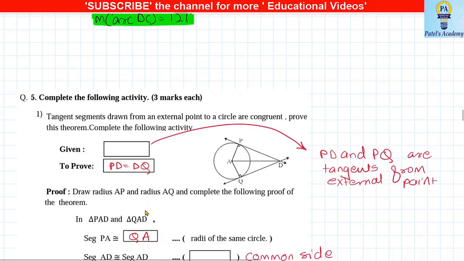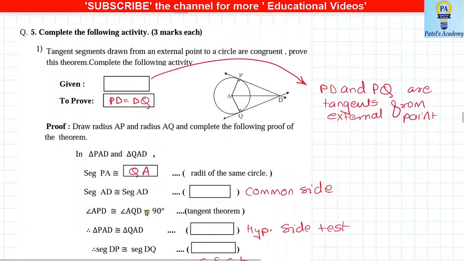Let's see the next one, question number 5, that is 3 marks of activities. What they have given, this is an important theorem, students: tangent from external point. They are given that PD and DQ are the tangents from an external point, and we have to prove that the two tangents are equal. Now let us see the figure and do the marking.